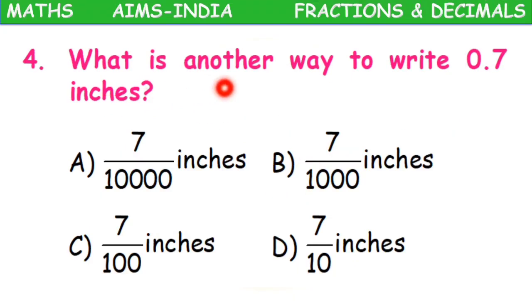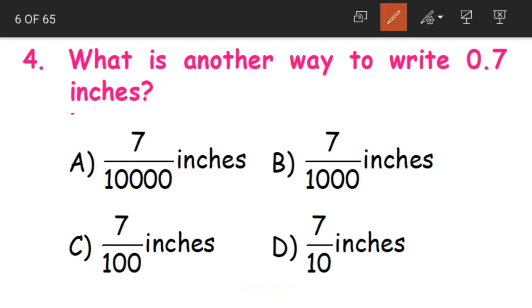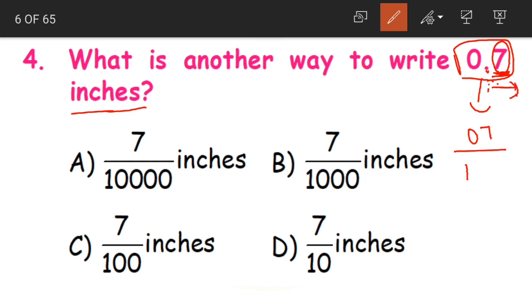Next question. What is another way to write 0.7 inches? Now inches is again a unit of measuring length. Yes children, we are having the decimal number 0.7. Now how do we convert it into a fraction? Write the numbers as it is without the decimal point, and for the denominator write 1, and if you look at the decimal number, we are having one decimal place, that is we are having only 7 after the decimal point. So as we are having only one decimal place, we will place 10 in the denominator.